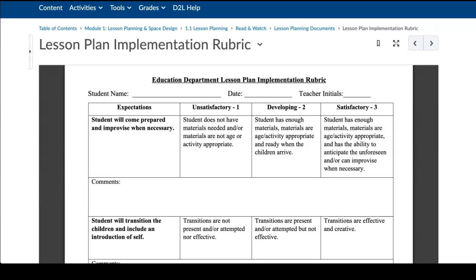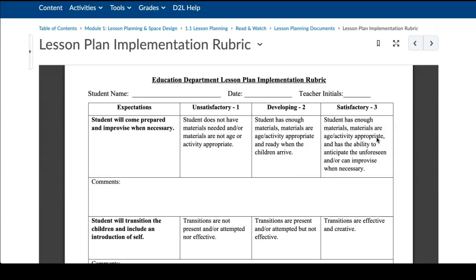So the first expectation is that students will come prepared and improvise when needed. Looking at satisfactory 3, students have enough materials and materials are age and activity appropriate. If you're using pieces of paper for children and maybe they rip it or want another piece of paper, do you have extras? The typical material rule of thumb is for every child, you have 1.5 times the materials. So for example, if you had 4 infants, you would have 6 materials.